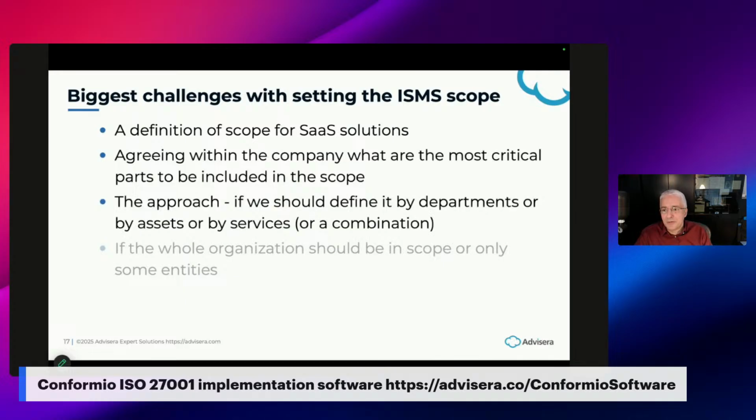Okay, the approach: should we define it by departments, by assets, or by services? Typically my recommendation is that you go by departments, as it is the easiest. You should also define the scope in terms of processes, but you should start with departments. If you start with the departments and then define the processes within these departments, then it's easier. You should not do this by assets. No, it's not going to be good. And you should not be doing this by services. Again, it's not going to work well.